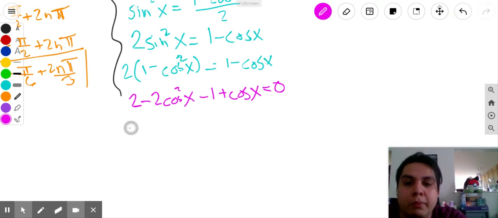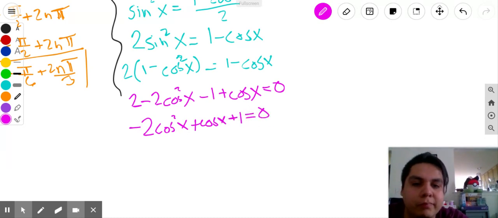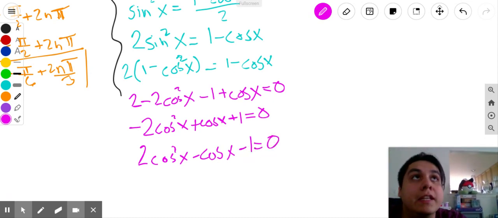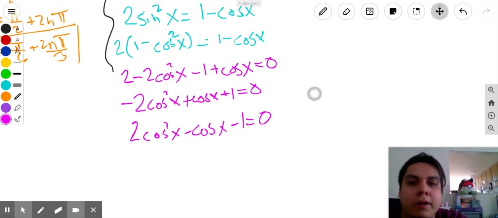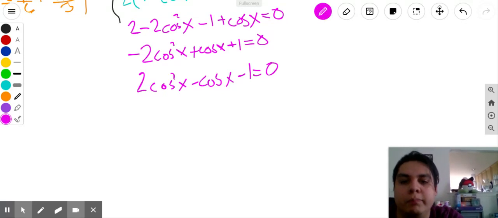Combining like terms, we end up with negative 2 cosine squared of x plus cosine of x plus 1 should equal 0. But I like having my lead coefficients positive, so I'm just going to divide everything by negative 1. And I do that because I know that if I divide the 0 by a negative 1, it still stays the same. Now I have it here, and I can go ahead and do my factoring.